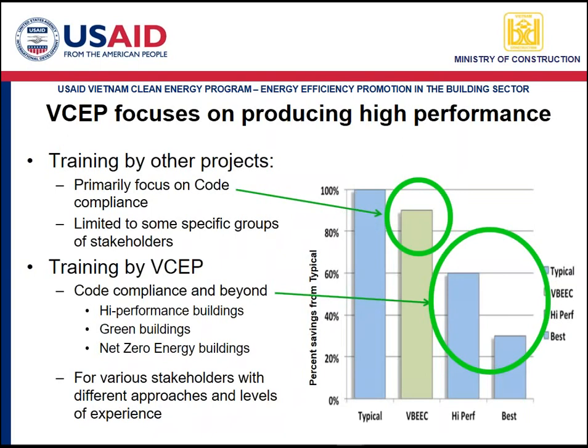So this is the background of what our VCEP program is, Vietnam Clean Energy Program. What our objective is, we are not simply focusing on compliance with the energy code. The energy code from 2013 in Vietnam will produce 10%, maybe 20% energy savings from current practice. So if current practice is 100%, then the energy code will save some energy. But we want to save much more energy and produce high performance, low energy green buildings.